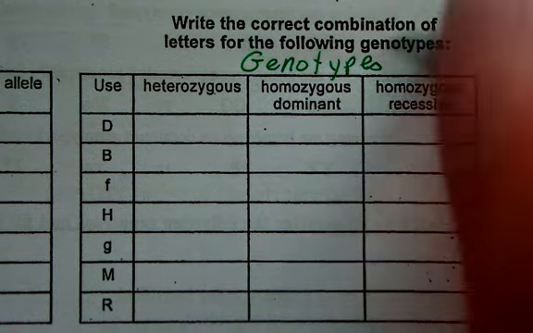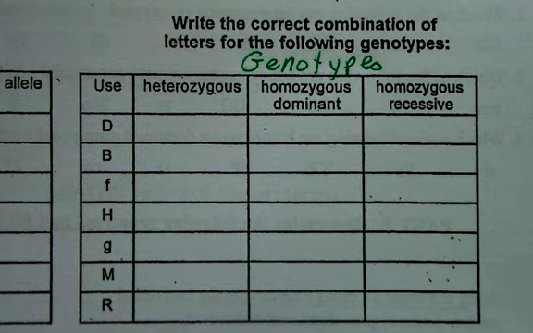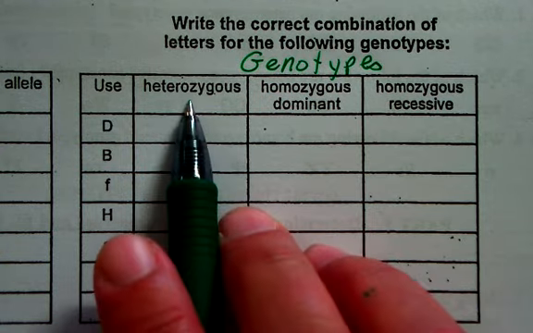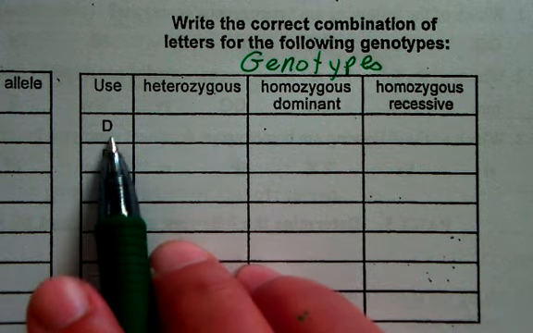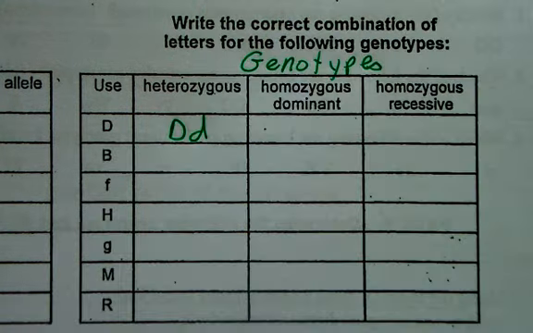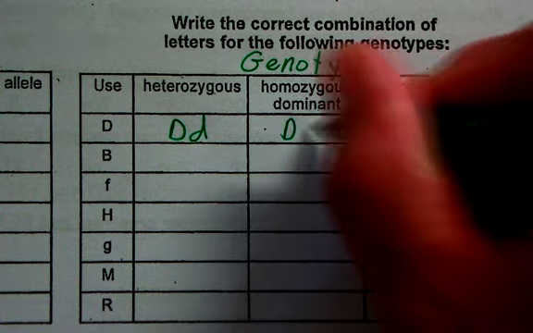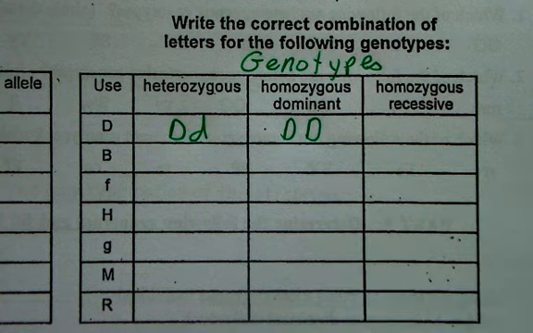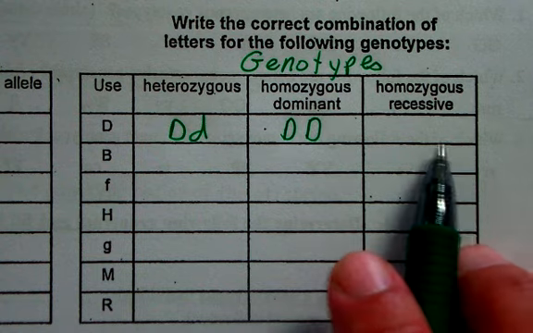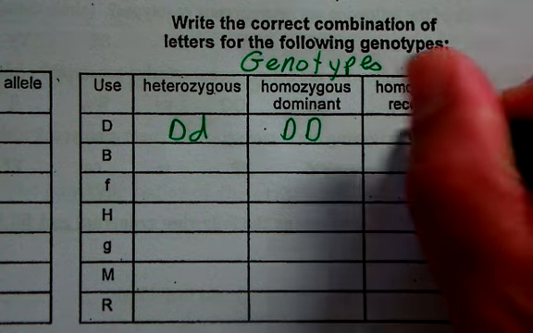There are three types of genotypes. There's heterozygous, which looks like this. If we use the letter D, heterozygous looks like that. Homozygous dominant, which looks like that. Homozygous recessive, which looks like that.